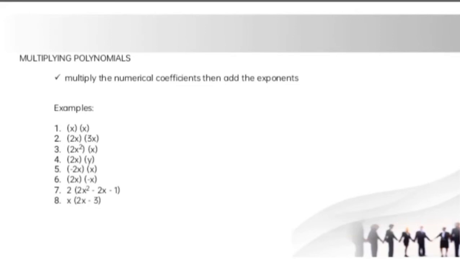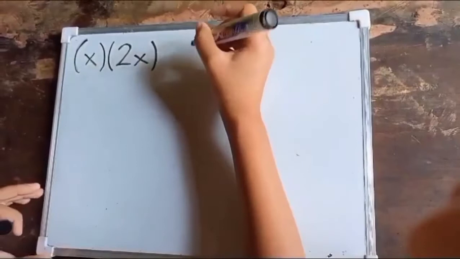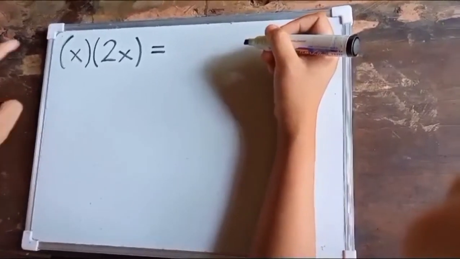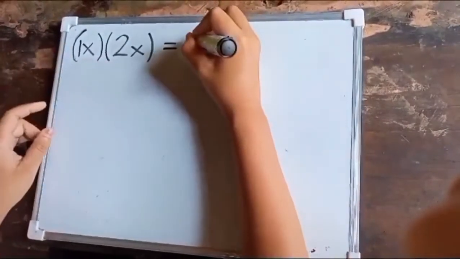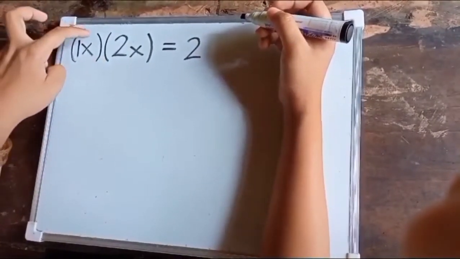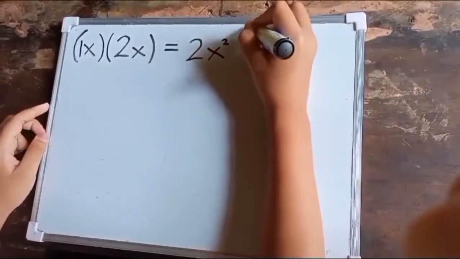Right now, multiplying polynomials. In multiplying polynomials, multiply the numerical coefficients, then add the exponents. So let's take this example. This example is just easy. We just have to multiply x to 2x. We will multiply the numerical coefficients, 1 times 2. We will have 2, and add the exponents of the two variables, which are both 1. We have x squared. The answer will be 2x squared.